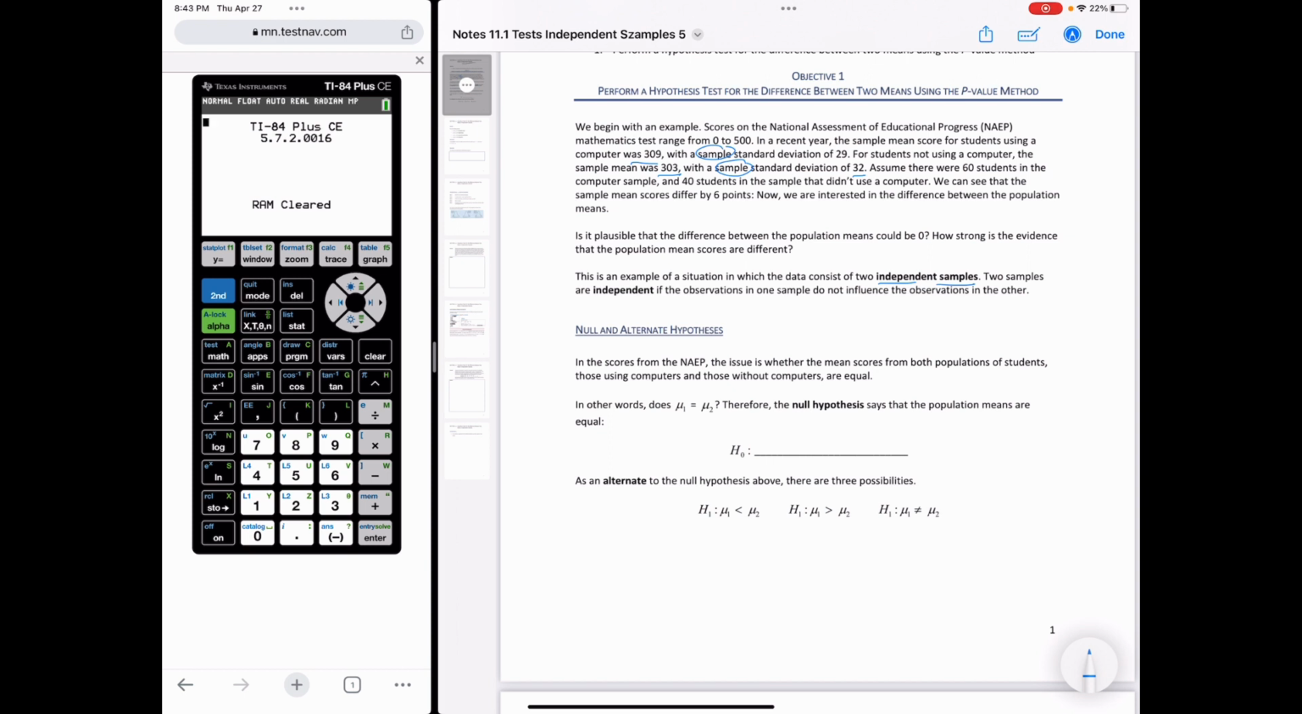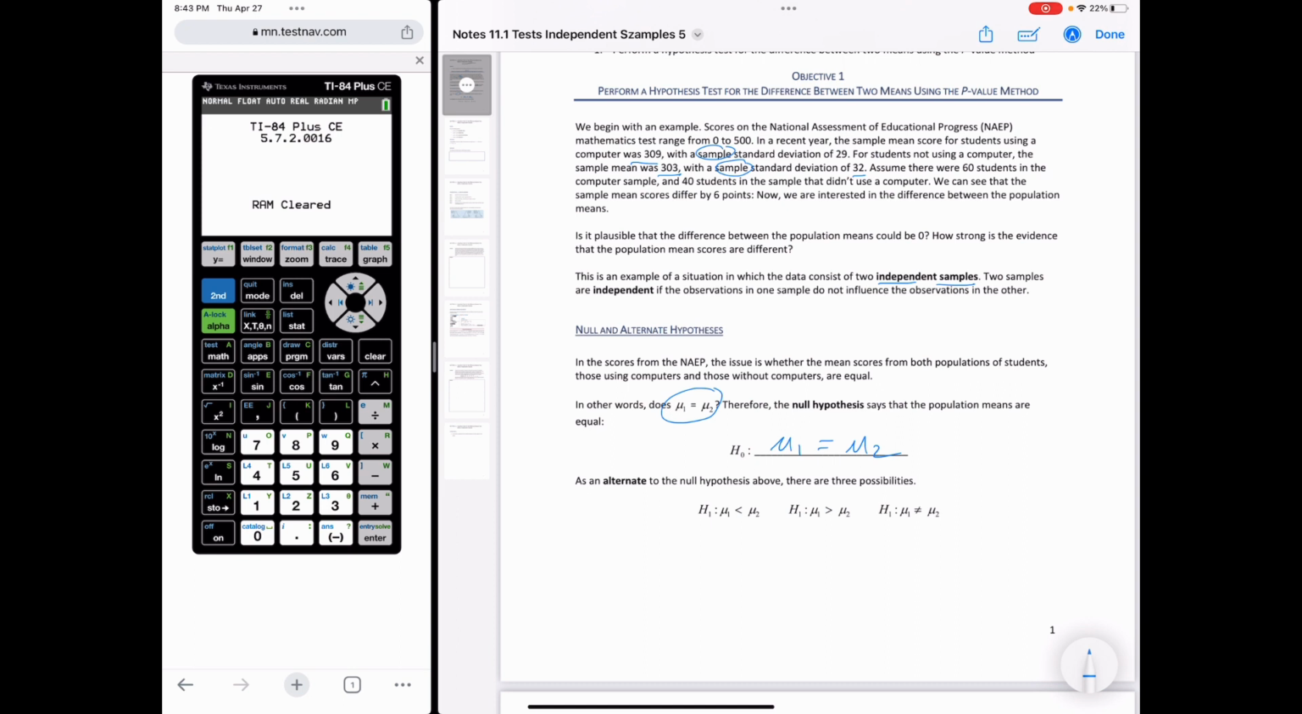In the scores from the NAEP, the issue is whether the mean scores from both populations of students, those using computers and those without, are equal. In other words, does mu1 equal mu2? Therefore, the null hypothesis says that the population means are equal. So H0 for this is always going to be mu1 equals mu2.